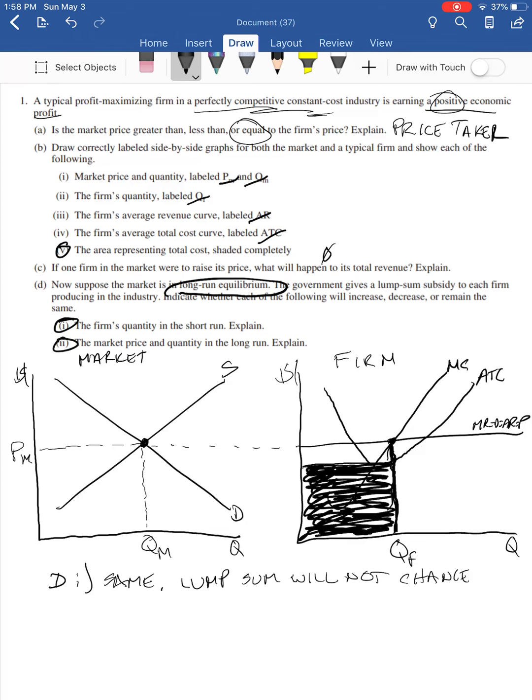And then the second part, the market price and quantity in the long run, explain. So again, we're dealing with the long run here. And what's going to happen is, because there's profit to be made in the market, the supply will shift to the right because of the subsidy here, and the price will go down and the quantity will increase. So price is going down, quantity is increasing from where we were before to where we are now. So quantity is increasing, and you have to explain that as well. So the explanation would be that profits will lead to firms entering the market.